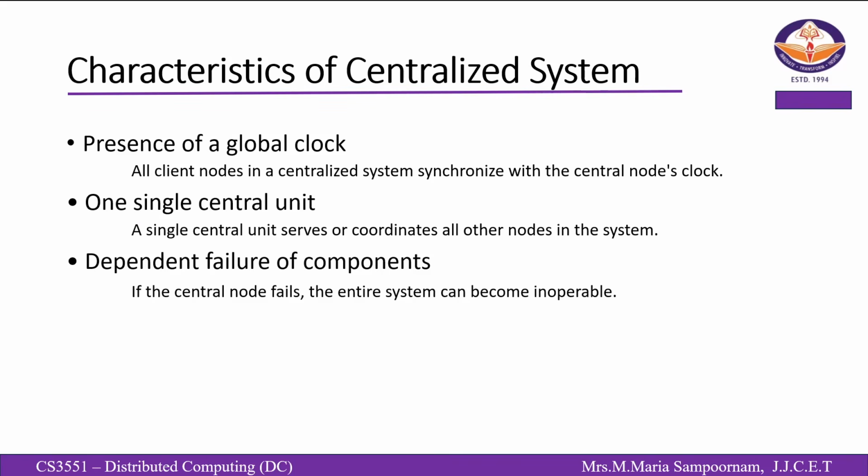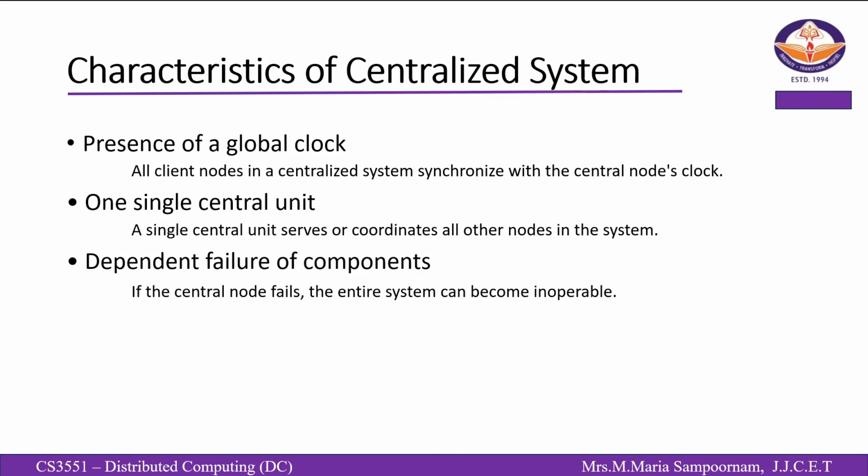So the characteristics of centralized system. Let's look at the unique features. Global clock: all devices follow the central server clock. Example, a college bell system, all classes follow the same schedule. Single central unit, the second one: one computer or server does all the processing. For example, a bus conductor managing all passengers.